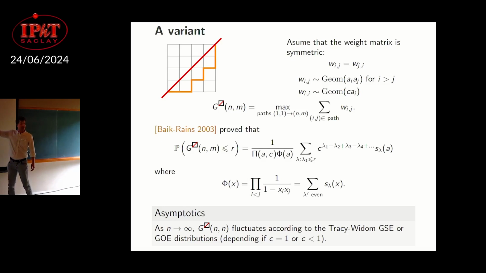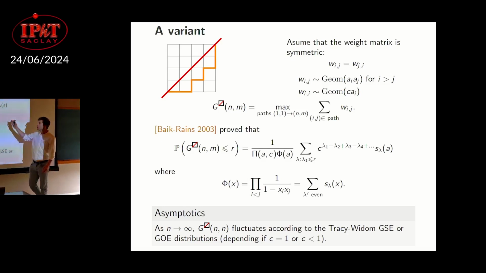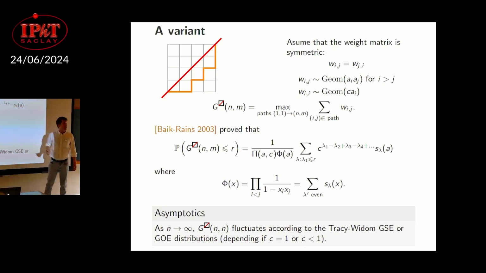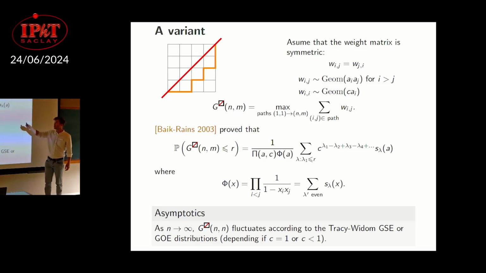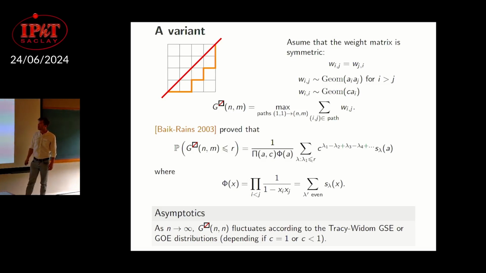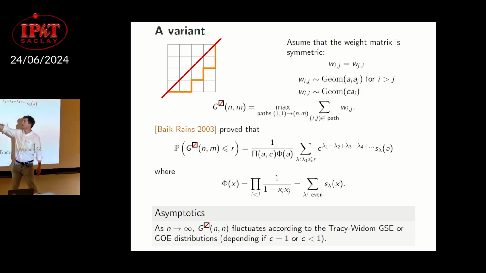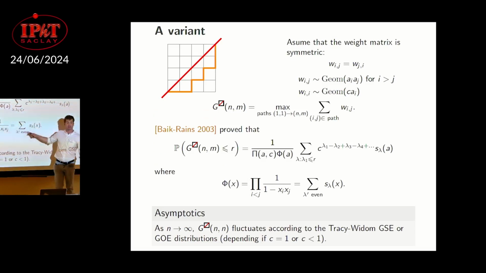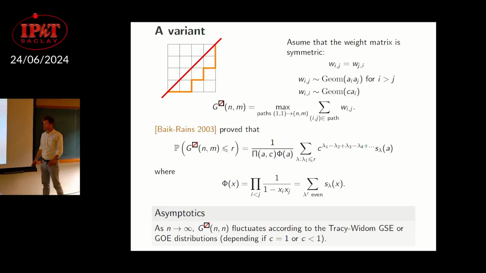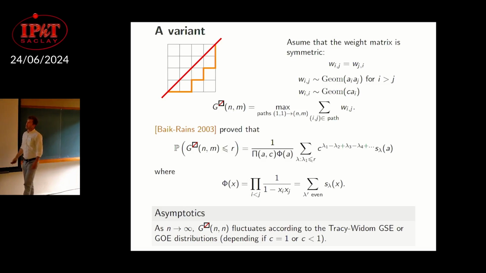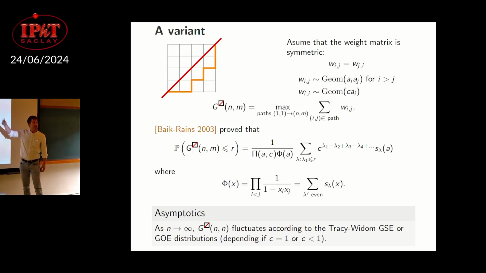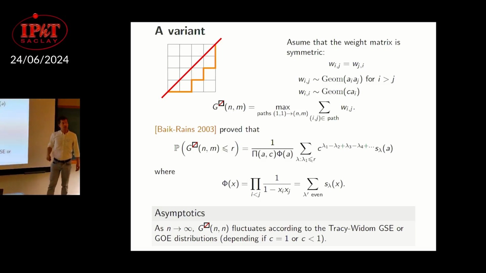And again, the probability distribution of this last passage time can be written very explicitly as a sum over partitions of some Schur polynomial, except that it's slightly different. Here, the normalization phi(a) is defined by this expression, which is generally referred to as the Littlewood identity for Schur polynomials. And so indeed, this result is based on the Littlewood identity for Schur functions and on RSK when applied to a symmetric matrix.